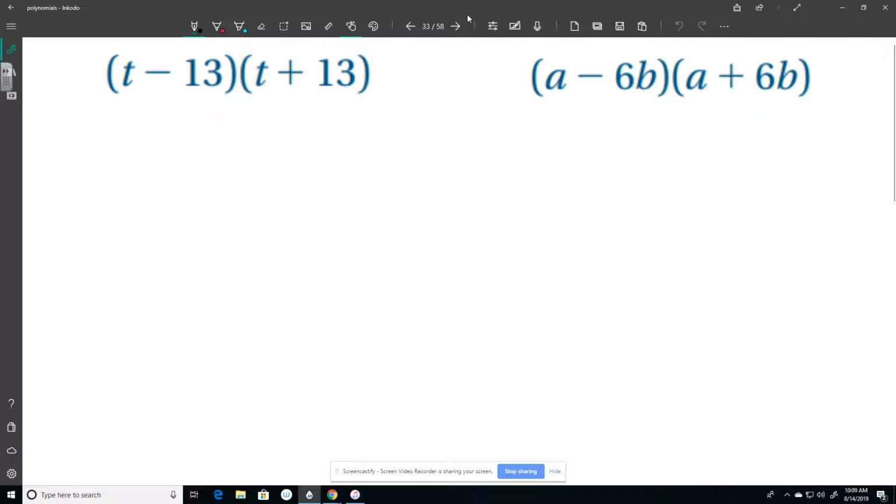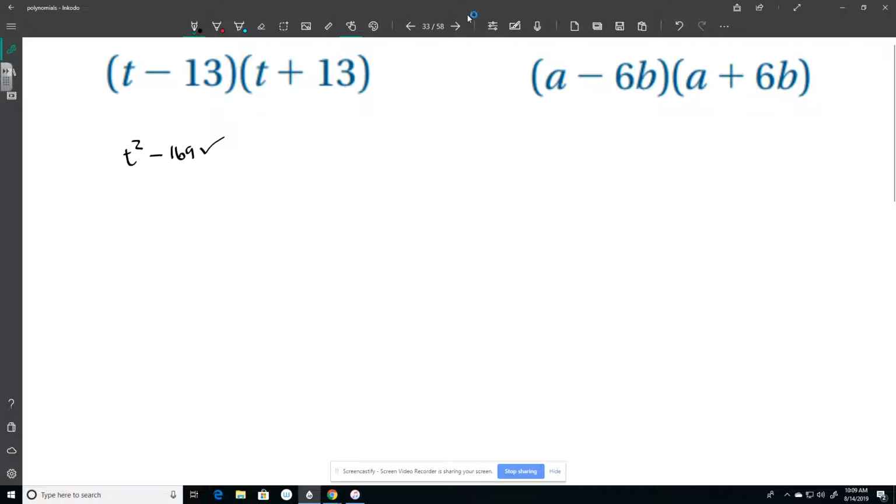Two more examples just using those shortcuts. Again, I like these ones. If it's a t minus 13 and a t plus 13, all I have to do is square the first one. So t squared minus the square of the second one, which is 169. 13 squared is 169. My answer, I'm done. I don't have to FOIL, simplify.